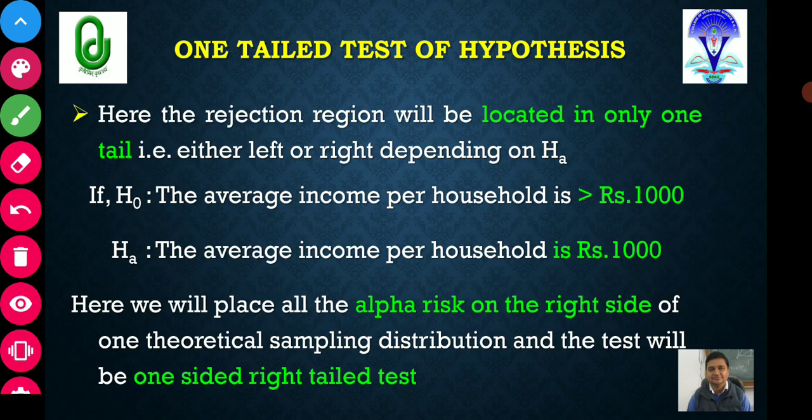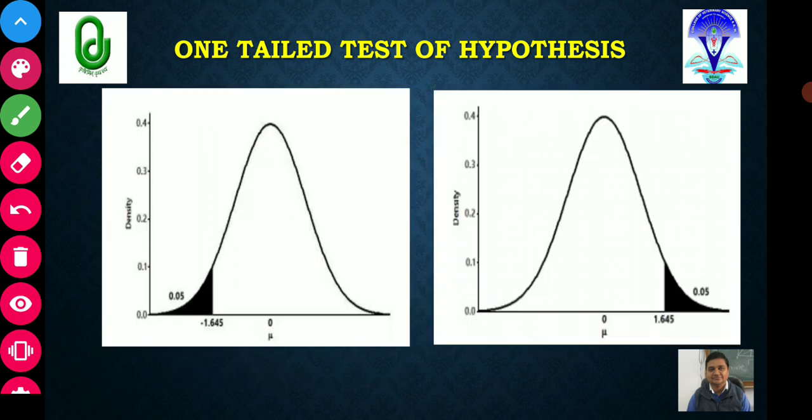Just see, this is the example of a one-tailed test. Here you see the rejection region is on the left side, so it is a left-sided one-tailed test, and here it is on the right side, so it is called right-sided one-tailed hypothesis testing. So this was about the one-tailed test.